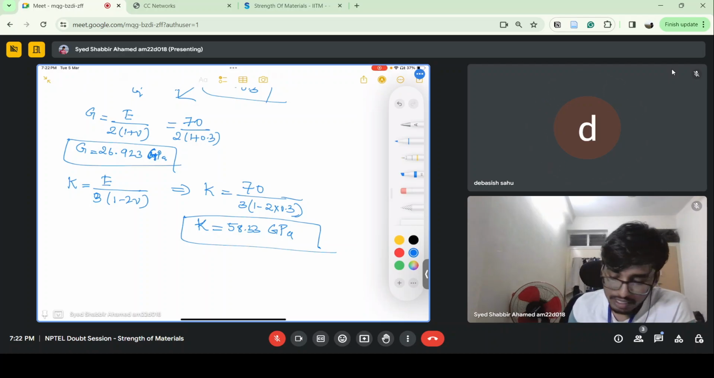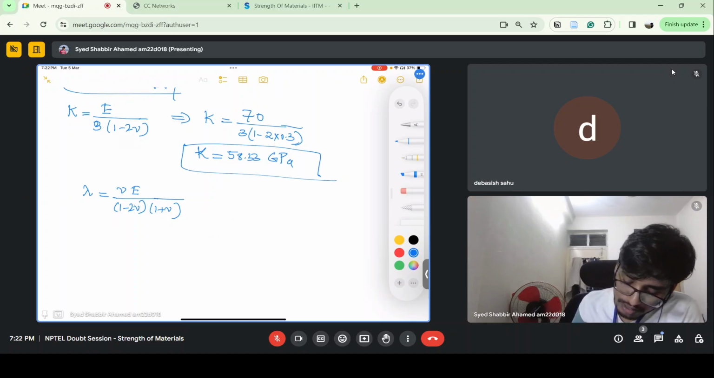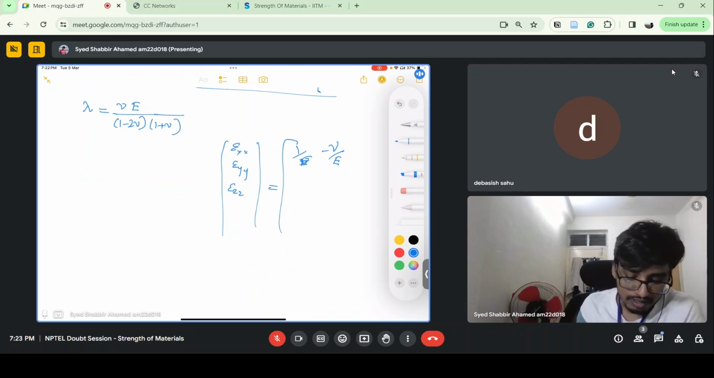Next we have to find out something called Lame's constant. If you watch the second lecture, you can see this: mu E into 1 minus 2 mu, 1 plus mu. We know that generalized Hooke's law is like this, epsilon xx, epsilon yy, and you can write it in matrix form. So 1 by E, minus mu by E. This is strain to stress. We know the stress, and from that you can calculate the strain.